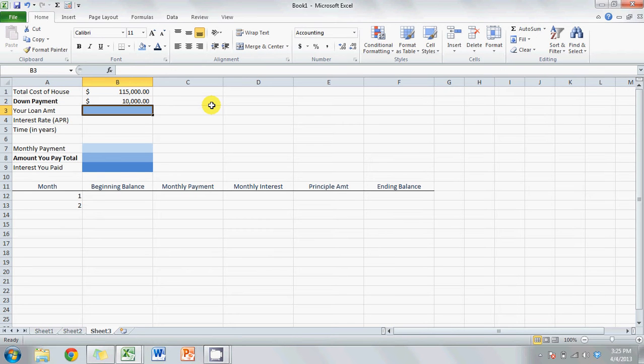Your loan amount. So how much money are you taking out in a loan? That's always going to be, hit equals, you're going to take the total cost of the house minus your down payment. That's the amount of money you're taking out from the bank.